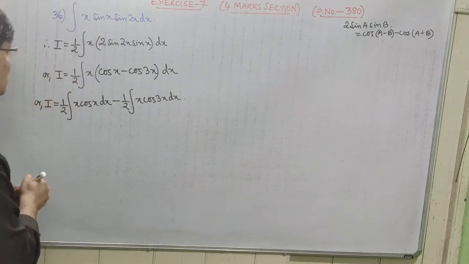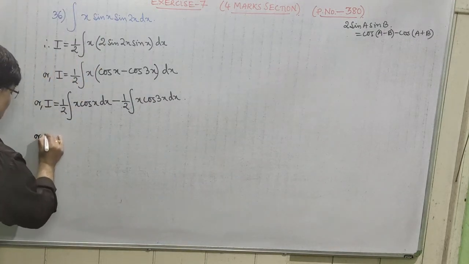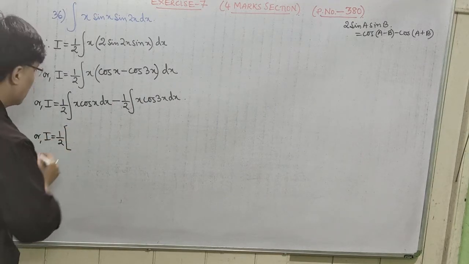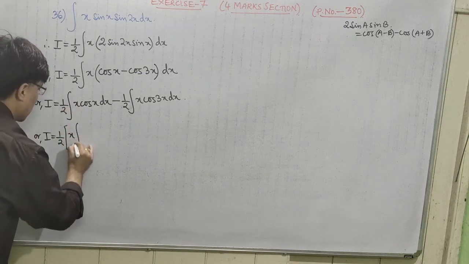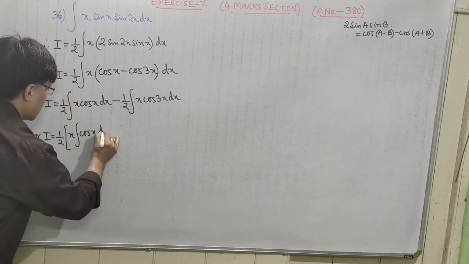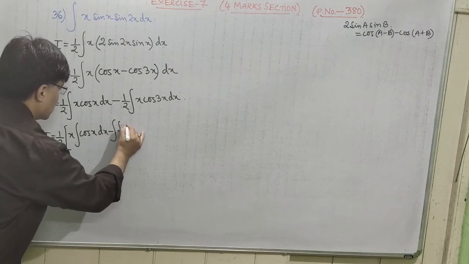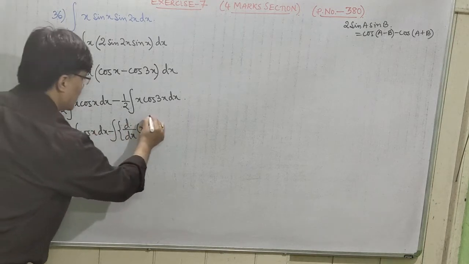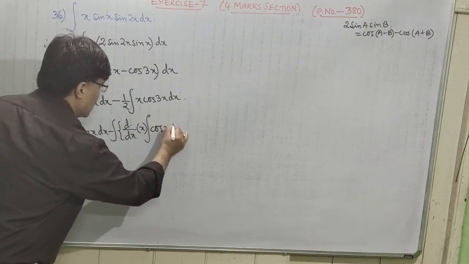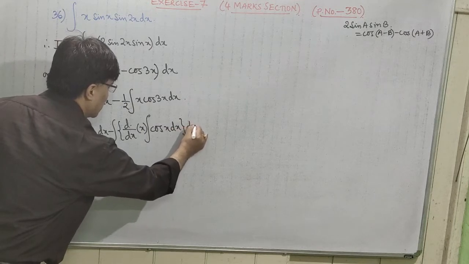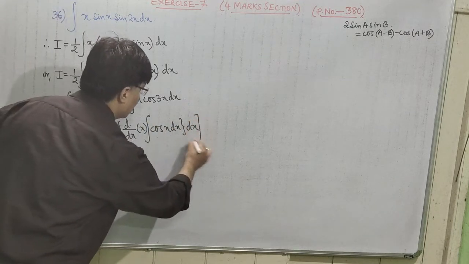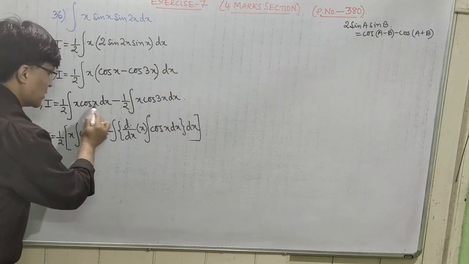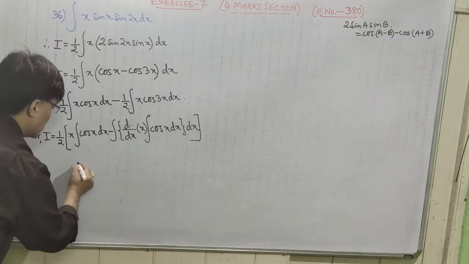Okay. So let us use integration by parts here. I is equal to half within third bracket. Here x is the first function, x is taken outside, integral of cos x dx, minus integration of second bracket, d by dx of x, then integration of cos x dx, second bracket closed dx, then also third bracket is closed. So this is integration by parts for this first function.